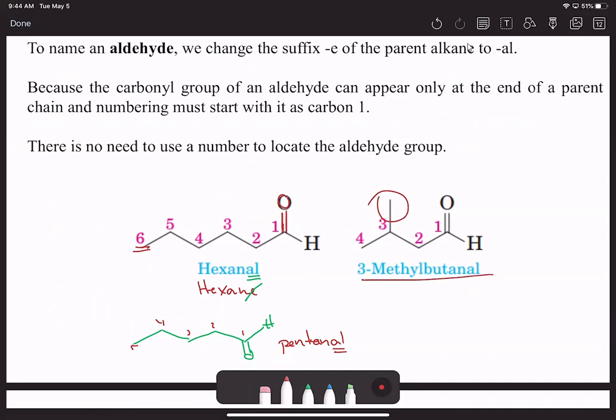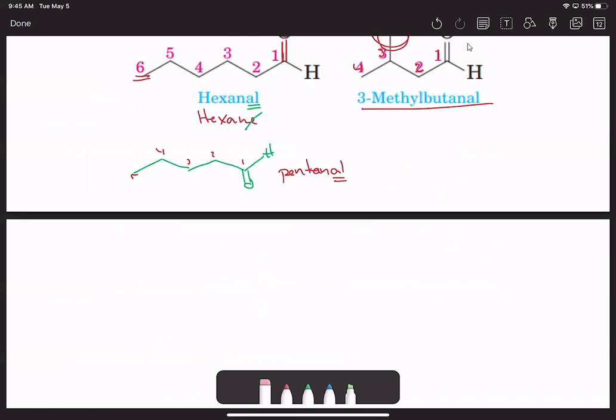So here we see the one next door, 1, 2, 3, 4. Instead of butane, it's butanal. And then we name our branch, and that branch is at carbon number 3. We have 3-methylbutanal. Because for aldehydes, that carbonyl functional group is always carbon number 1, we don't ever have to say 1-hexanal. It's not necessary because for an aldehyde, it's always going to be carbon number 1, and it doesn't matter what the structure is.